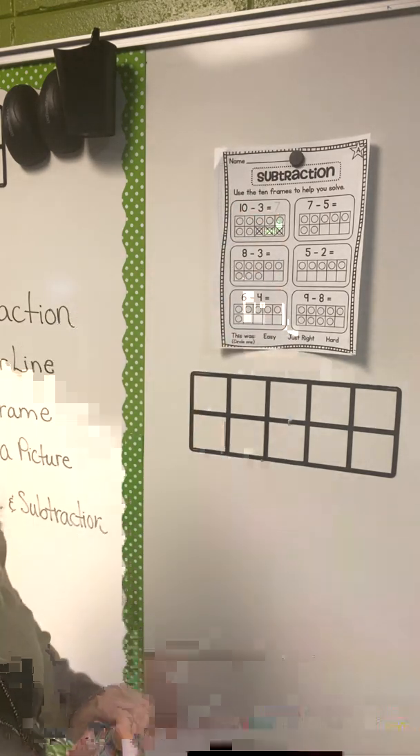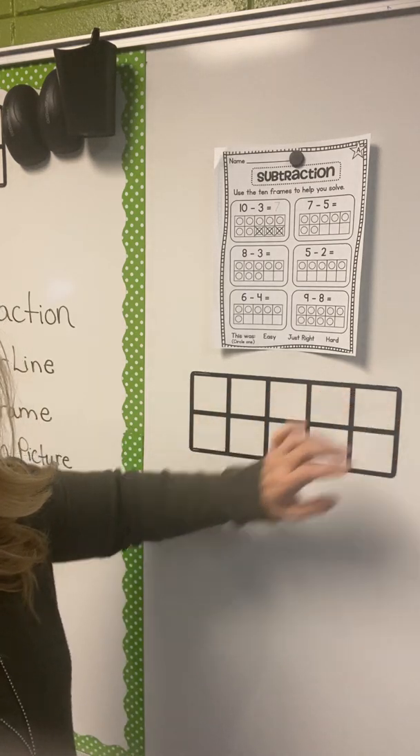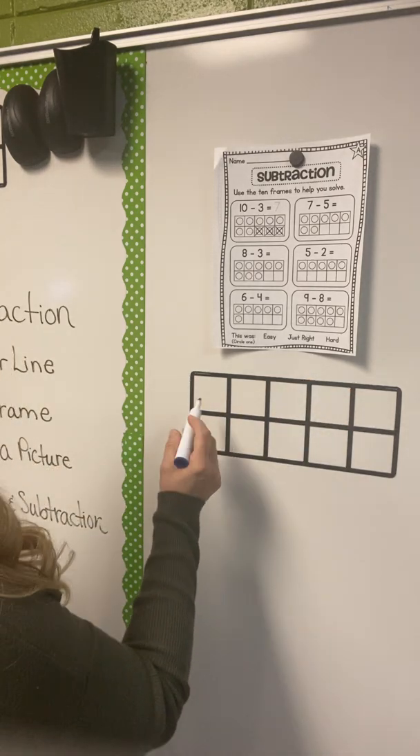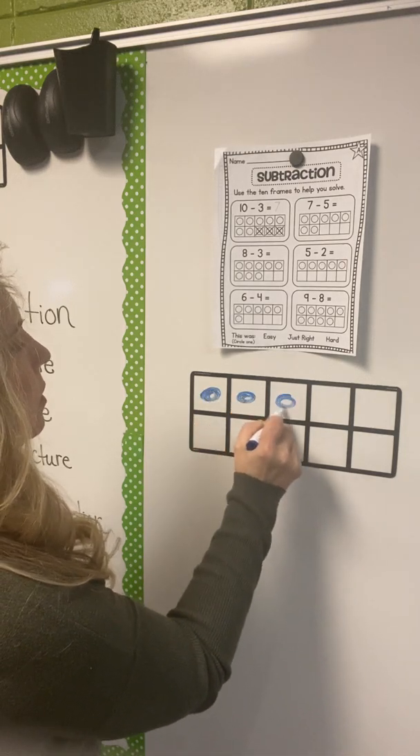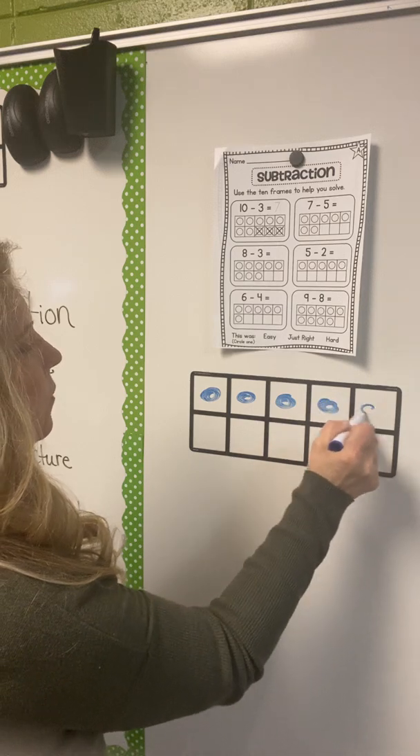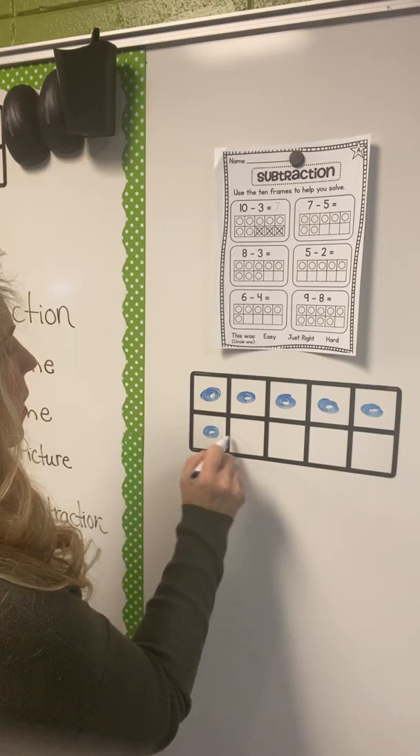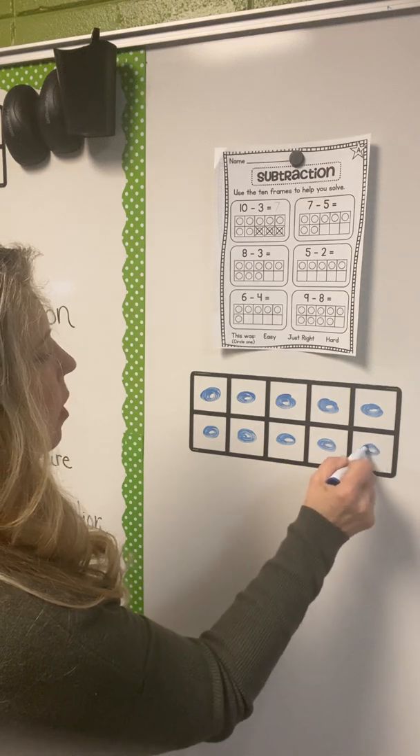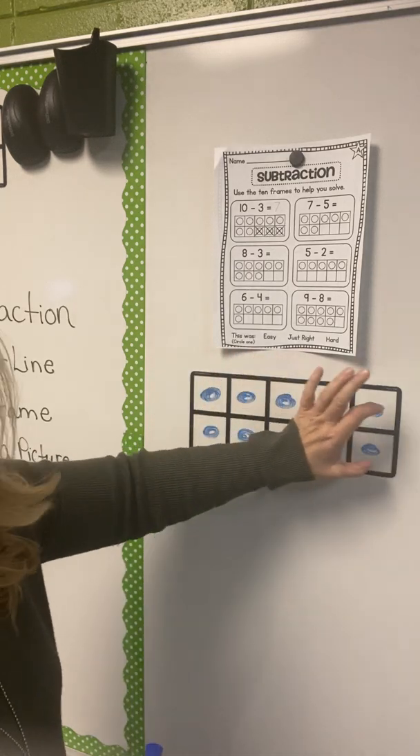So the first one, it says 10 take away 3 equals 7. I know that in a 10 frame, if I have all of my frames covered with a circle in each frame, I have 10 to begin with. So I'm going to say 1, 2, 3, 4, 5. And then if I do 5 and another 5, 5 plus 5 is 10. I know that I have 10 to start out with. I can either say 5 plus 5 is 10, or I can go 2, 4, 6, 8, 10, friends.